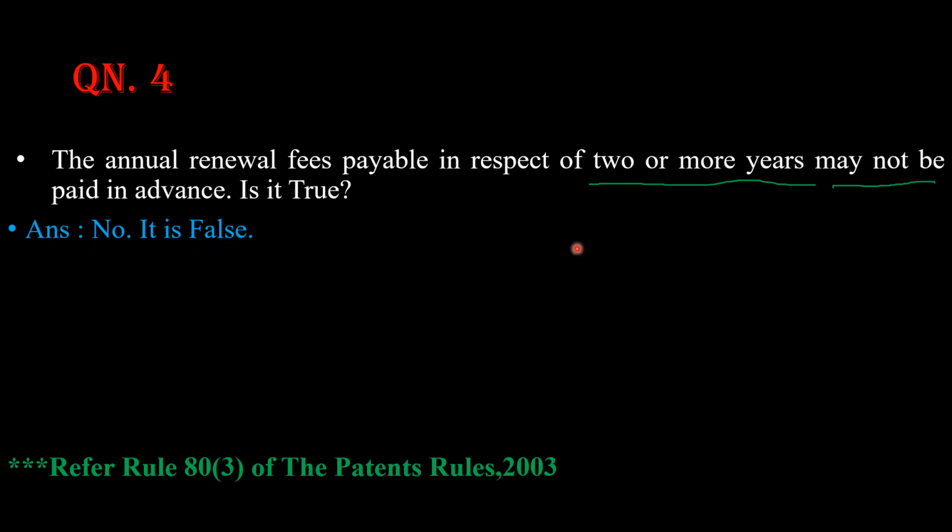That means this statement is false. The correct statement would be: the annual renewal fees payable in respect of 2 or more years may be paid in advance. Okay, in that case the statement will be true. So to be more sure of your answer, please refer Rule 80, Sub-Rule 3 of the Patents Rules 2003. Okay, let us proceed.